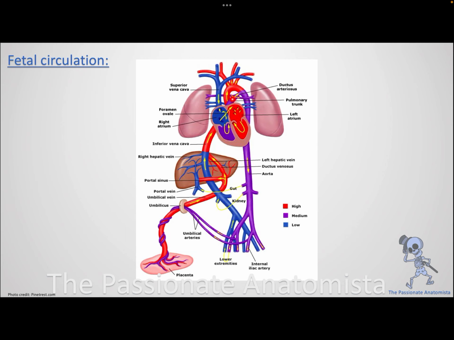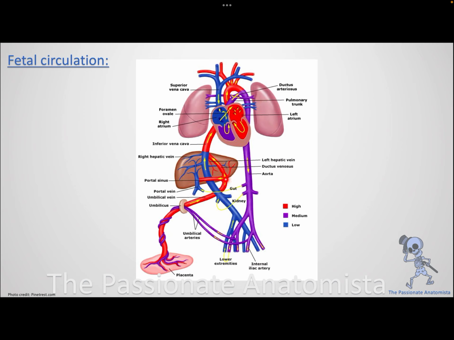And to come back, we need to make another shunt between two arteries, and that is going to be the ductus arteriosus. So the ductus arteriosus is a duct between two arteries. It's going to be between the pulmonary trunk and the aorta, because the blood needs to be pumped back to the whole body, and because there is no place to go in the lungs as it's filled with amniotic fluid.